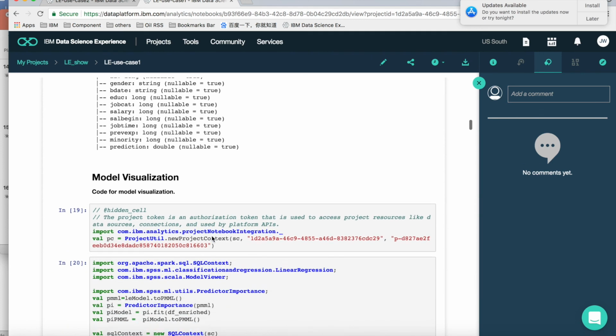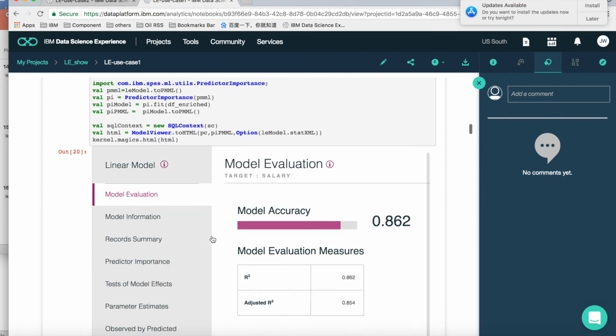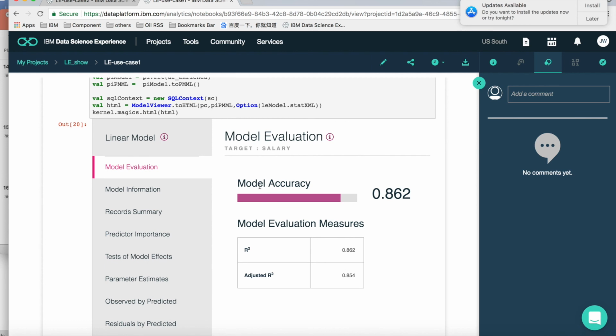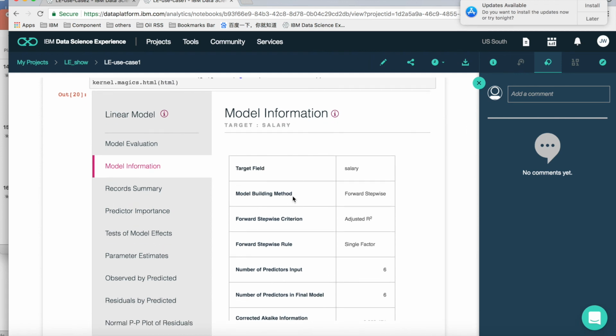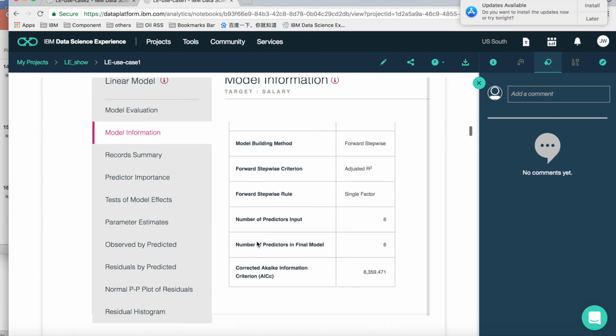At last, I will show you the model evaluation. The model accuracy is 86%, and R square is 0.862. It seems the model is good enough. The model evaluation has basic settings. For example, the target field is salary, and the model building method is forward stepwise, and then the number of predicted inputs and the number predicted in the final model.